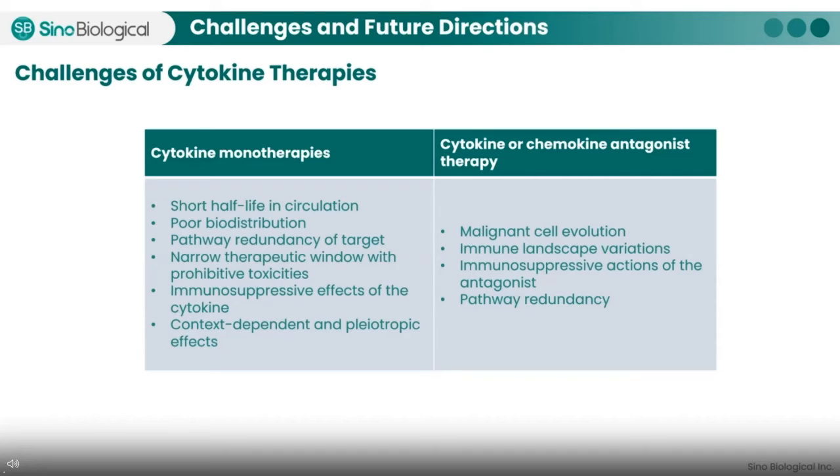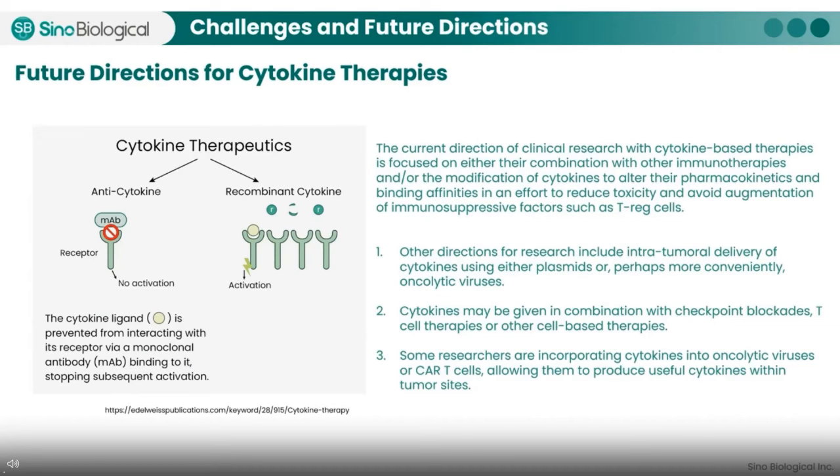Some of the biggest challenges are malignant cell evolution over time, which results in variations in the immune landscapes, immunosuppressive actions of agonists in general, and the cytokine pathway redundancy, which may lead to side effects. Undoubtedly, cytokines have proven to be effective in cancer therapy. However, the effectiveness of some promising targets on various immune cell populations remain poorly understood.